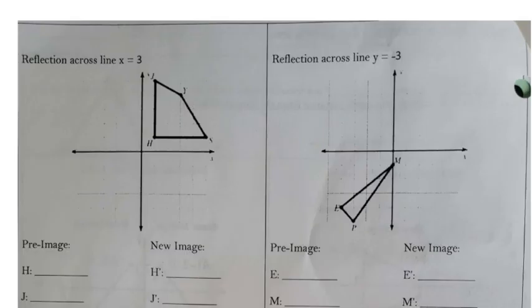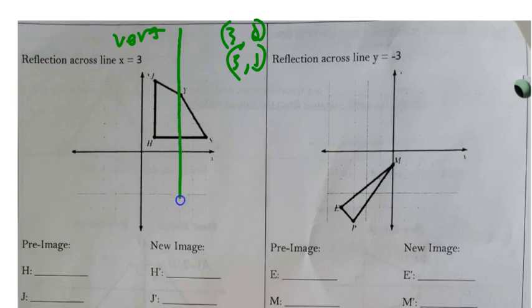Okay, this one's a little bit different. Now we have a line x equals 3. So we have to find out where that is. Well, remember, that is a vertical line. X is always 3. So that's points like (3, 0), (3, 1), and so forth. So where is my line for that? 1, 2, 3. It's right here. That is my line, x equals 3. So that is going to be my line I fold over.